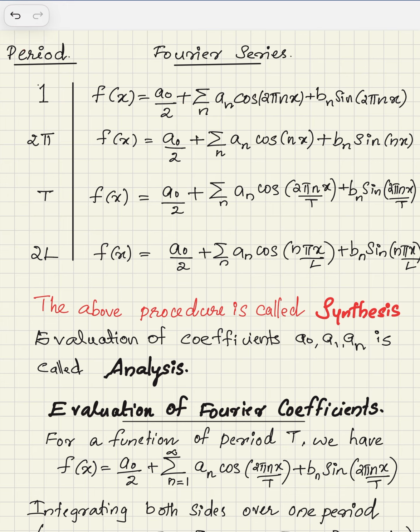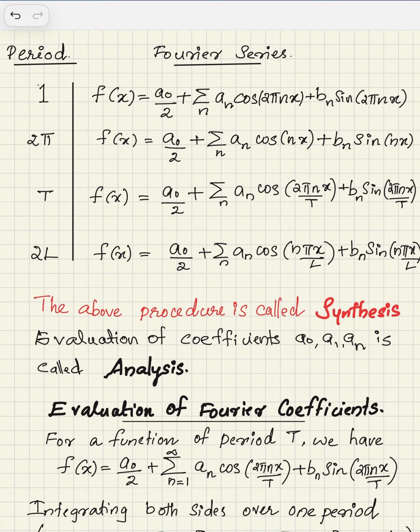And evaluation of the constants a0, an, bn, you can call it analysis. So I already mentioned Fourier series have two parts. One is synthesis, synthesizing a function. The second one is analysis, because it means the evaluation of constants. Okay, so how can you evaluate a0, an and bn?